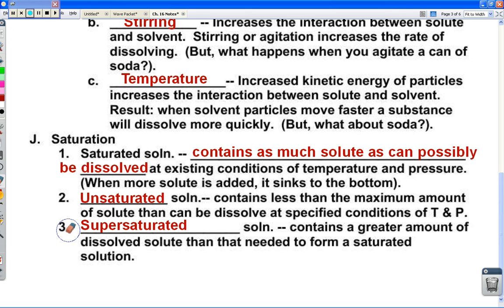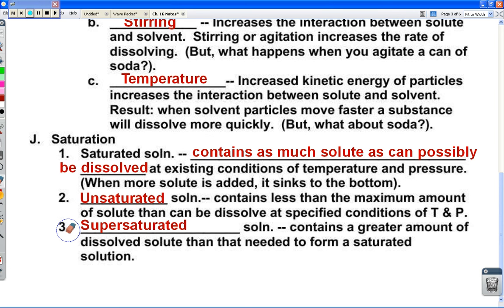So think about what happens here. We take our 50-degree water. We dissolve 75 grams of potassium nitrate into that. Then we let the water cool down. If we let the water cool down, there should be less potassium nitrate that's going to stay dissolved in the water, right?